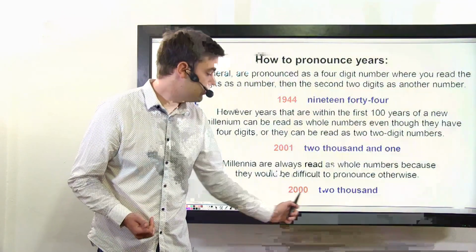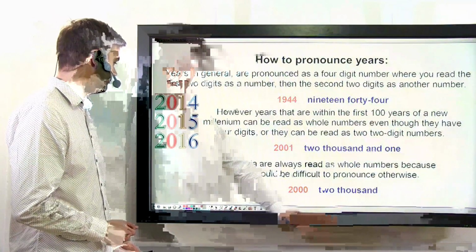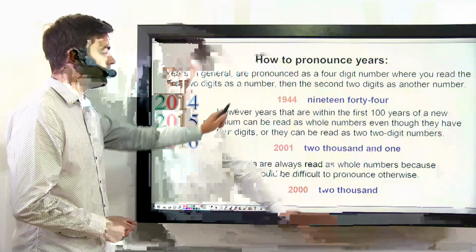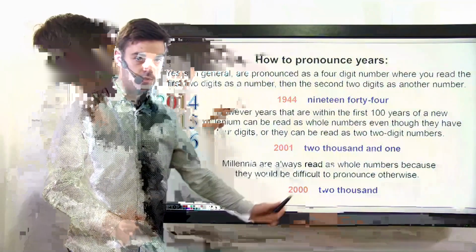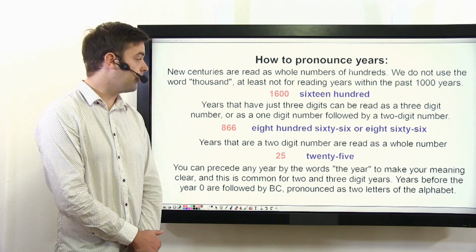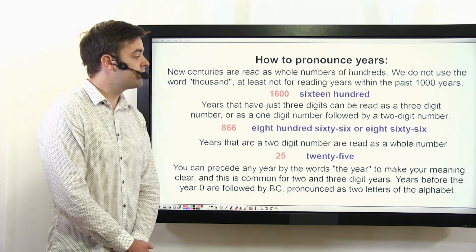So here we have 2000. And 1 and 2000. New centuries are read... 1,000, at least not for reading years within the past 1,000 years. So, years that are just 3 digits.